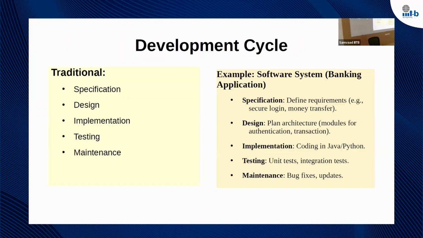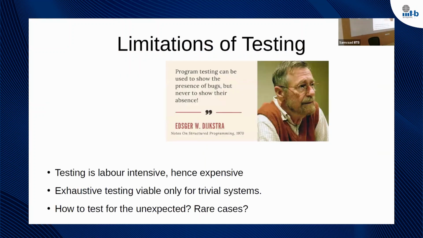For ensuring correctness of the software system, we have this testing approach. However, we cannot test with all the values. Testing is viable only for trivial systems; we can test only trivial systems with all the test cases. Also, this famous scientist suggested that program testing can only be used to show the presence of bugs. We can take some test cases and get to know that for these particular test cases, this is failing. However, it might be the case that I did not choose test cases properly and some bugs were not found. So this is the limitation of testing.